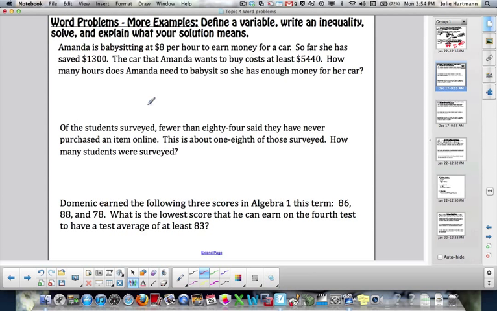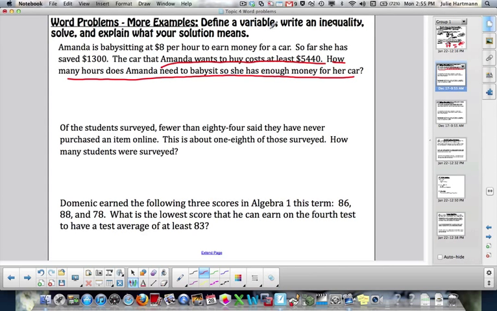This first problem on the next slide is changed from what is on your notebook, on your handouts that you got. I apologize. I take full credit for that being wrong. I started to change it and then got sidetracked. Didn't end up changing the rest of the problem, and so it looks funny. So this is the part right here that you need to update. How many hours does Amanda need to babysit so she can have enough money for her car? Go ahead and update that.